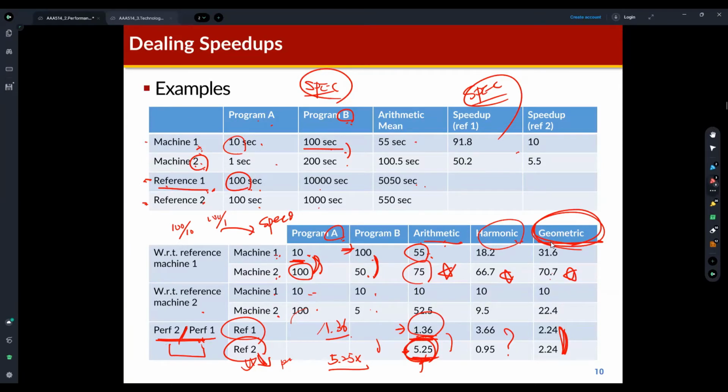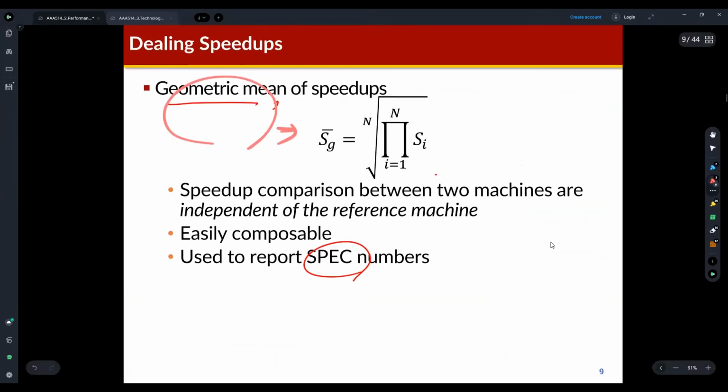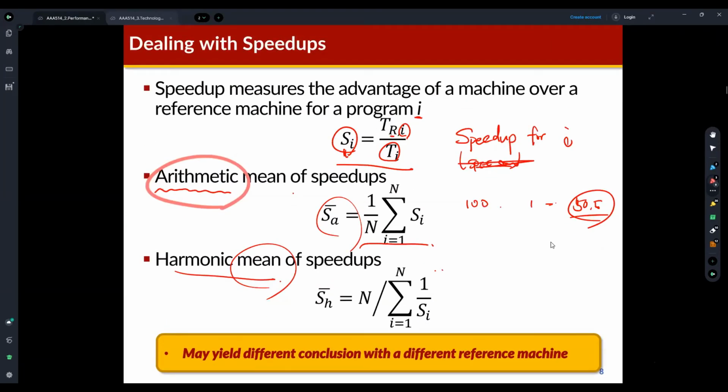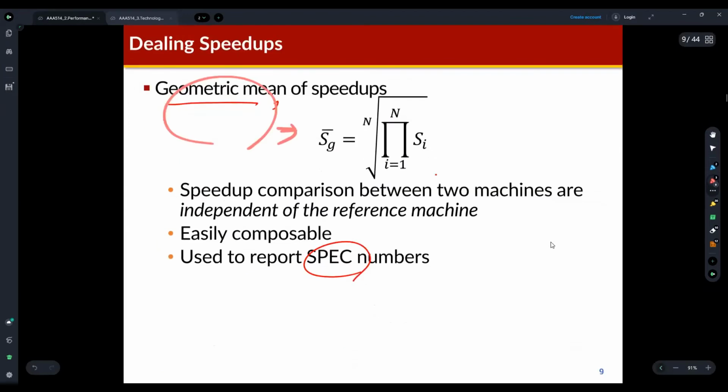So we can use some arithmetic mean or harmonic mean for this case, because it is compared with a baseline machine, not the reference machine. But if two systems are compared with the reference machines, then we need to use the geometric mean.